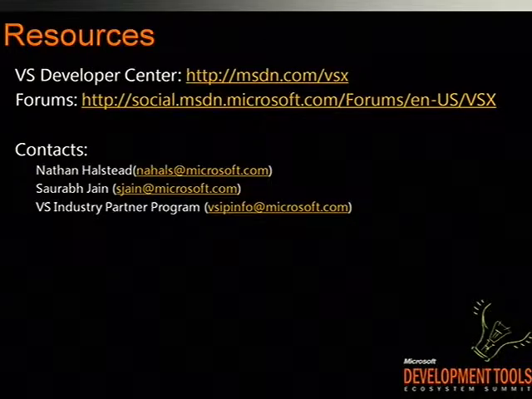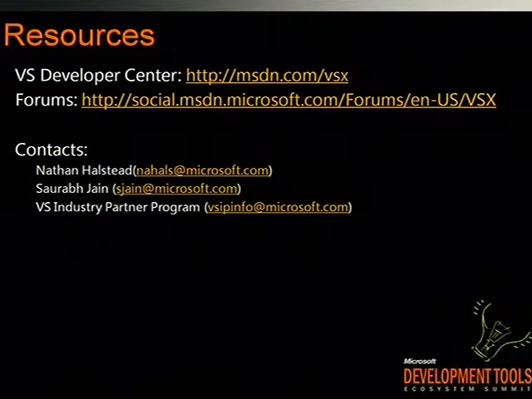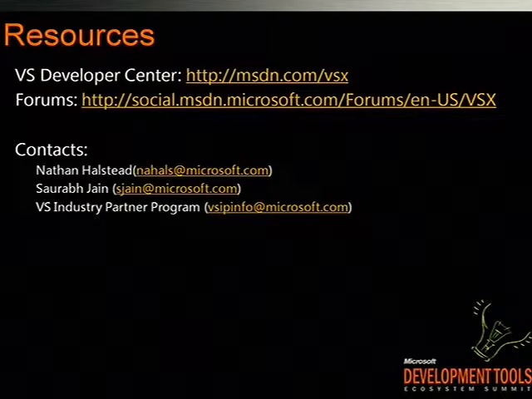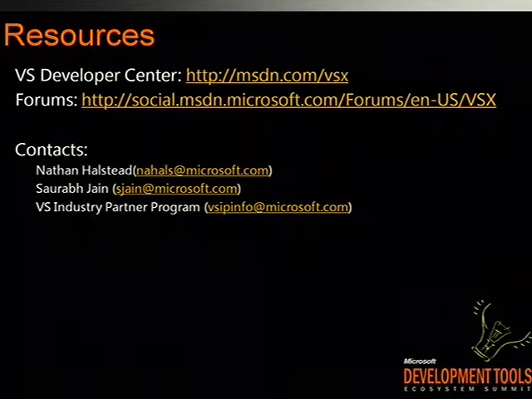Second, we have our forums. These are linked from the Dev Center, but if you can memorize a large URL, the key piece here is social.msdn.microsoft.com. Go to the forums, and then there's what we call VSX, our acronym for Visual Studio Extensibility, because everything that starts with EX has to be acronymized X. Contacts: I'm Nathan Halstead. And then we do have another alias.